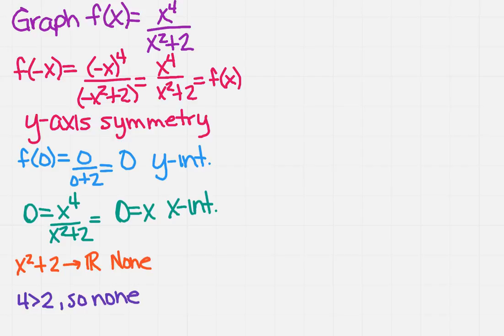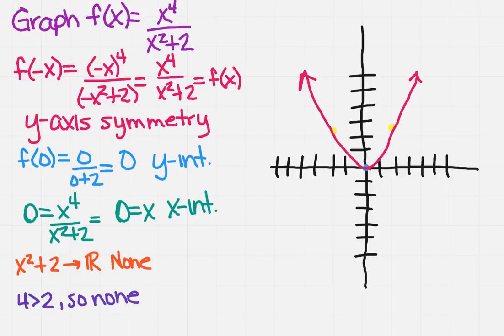So what I want you to do now is graph that, and then when you come back, you can see my graph. So based on all of the information we have, we know that there is a point at 0, 0, the origin. We also know that there is y-axis symmetry. So as long as I can find one point on either quadrant 1 or quadrant 2, then I can reflect that on the other side.